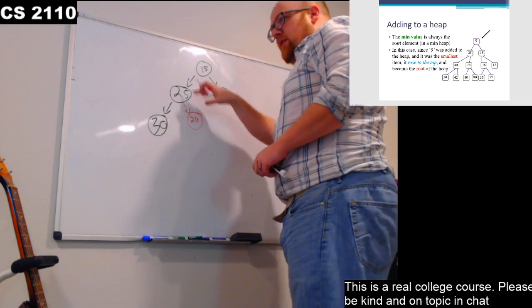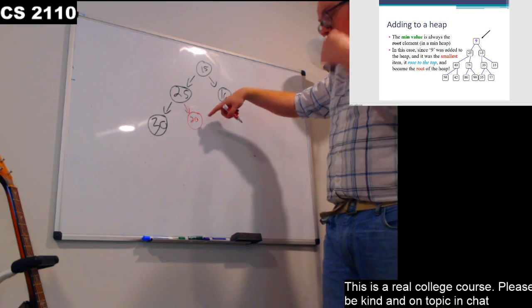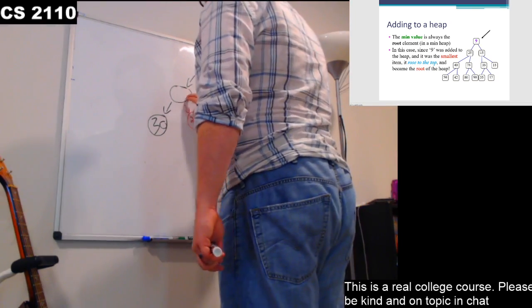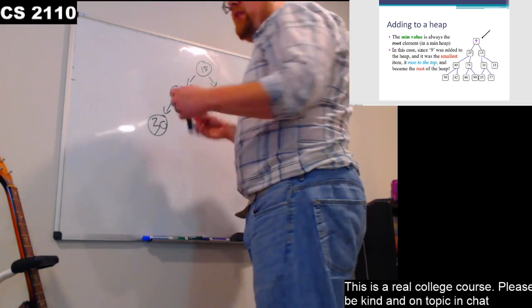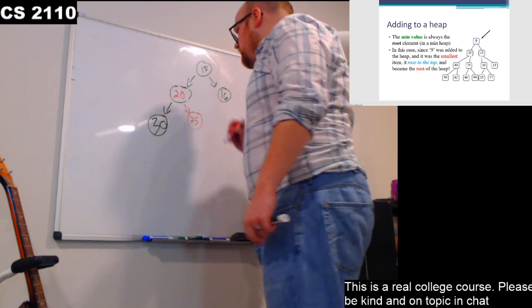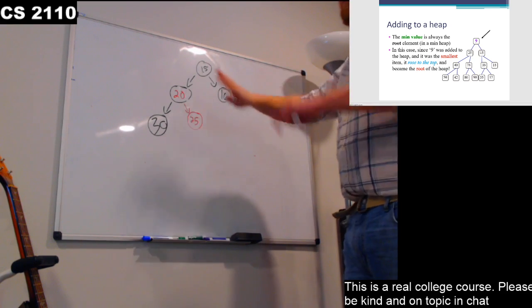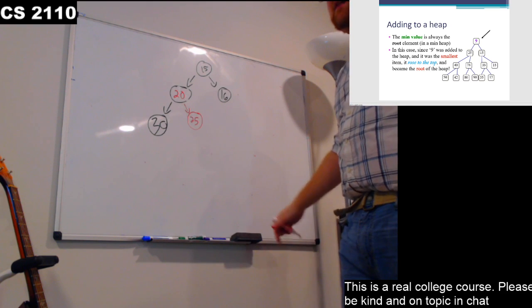But now the heap order property is violated. So I have to swap 20 and 25. I just swap the values in these nodes. I don't delete the nodes. I don't remove anything. I just change the values in them. 25. And then 20 is greater than 15, so I'm done. So in this case, I did even less than log n steps.